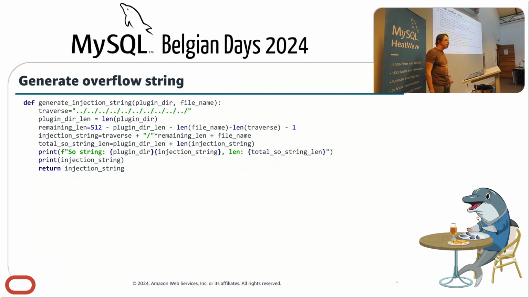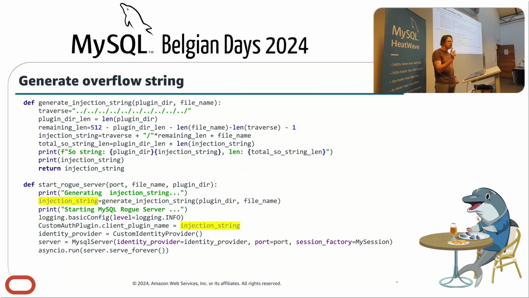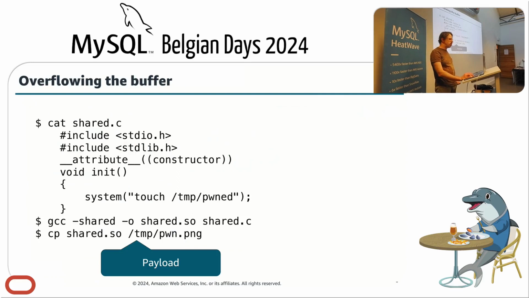So basically what it does, it generates an injection string. It just calculates precisely to go over 512 bytes minus the SO file, right? So 512 minus plugin dir length minus length of a file name minus length of traverse, the slash, and then -1. So then we can actually now load any file. We can create a TMP, PNG, and then we'll load that.